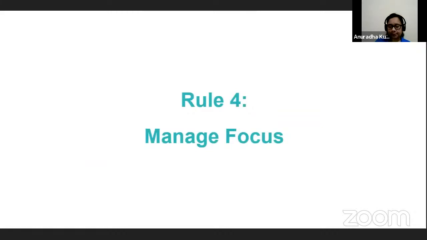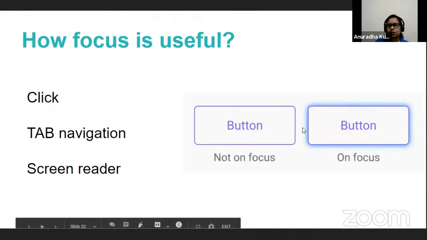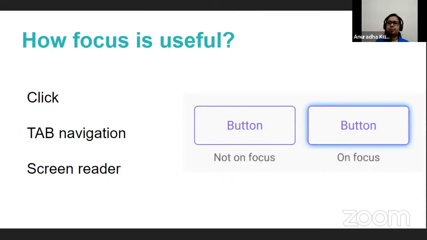Then managing focus. This is the 4th rule, which is how to manage focus of our content. So what is focus? Focus tells us which element is currently active in our page. If we have a page and there is some outline over an element, we can easily see that it is in focus now. That is the current active element on my document. How is it useful? I can see which element is in focus by tabbing through it.